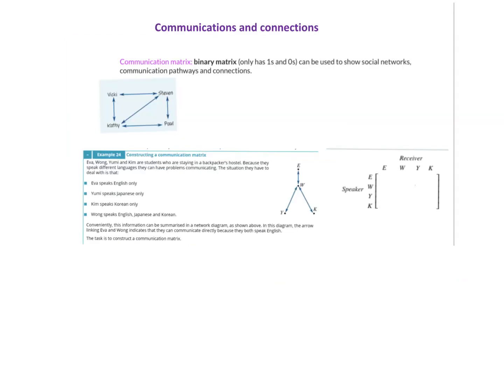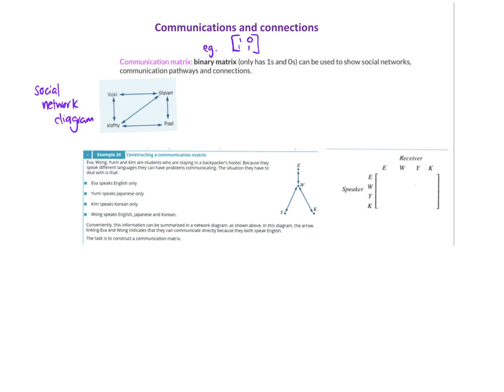Now we're going to look at communication matrices, and at the beginning we're just going to look at communication and connections. A communication matrix has a special name, it's called binary. Binary means it only has 1s and 0s. So if you want an example, it'd be like that. We'll only see 1s and 0s. And it can be used to show how people can connect with each other. Here we've got an example of a social network, and this is a social network diagram that they've given you here.